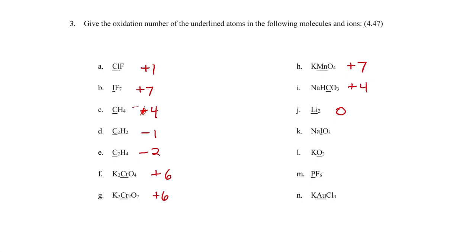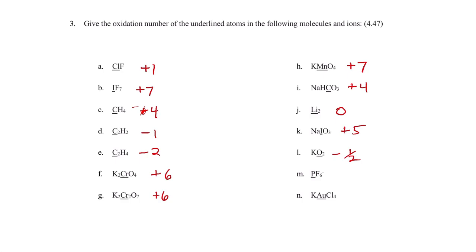Oxygen's -2, so that's -6. So +1 and -6 is -5. Iodine will be +5. And in letter L, I have a superoxide. Since potassium is +1, the two oxygens must be -1. That makes each one -1/2.